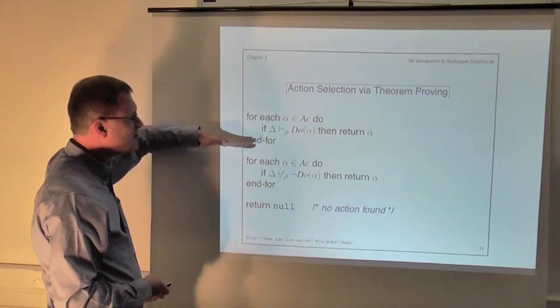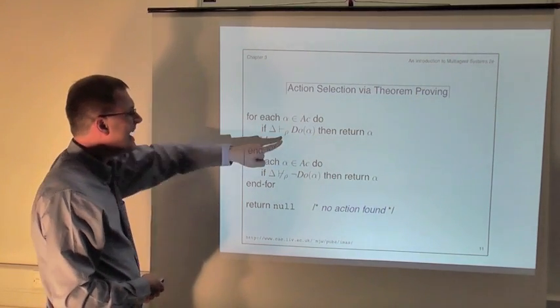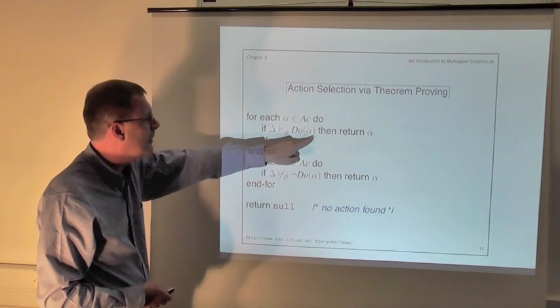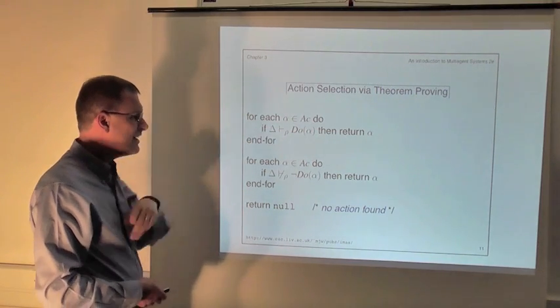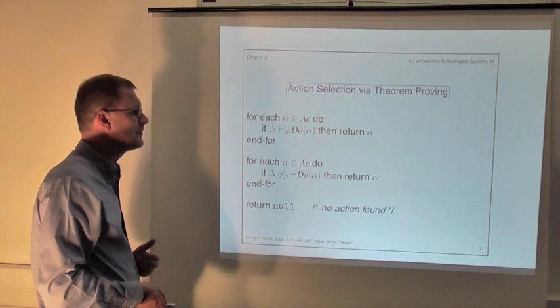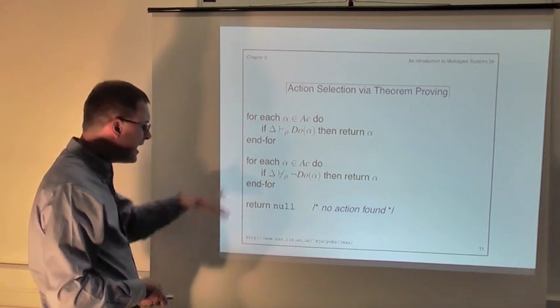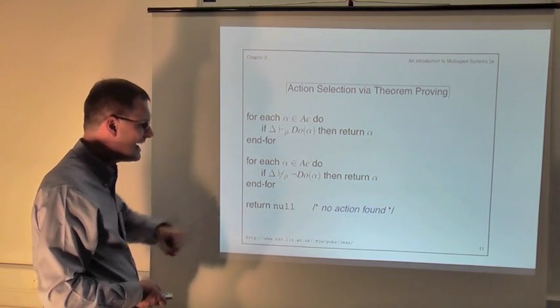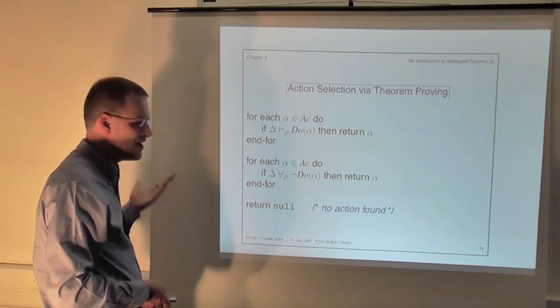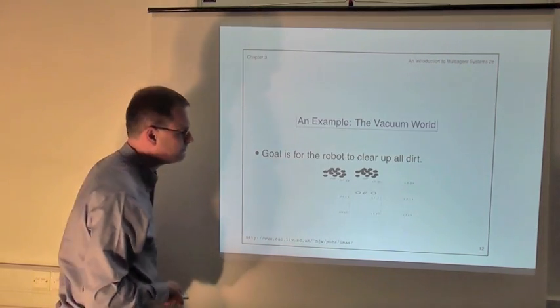So the first loop just looks at each action and says, can I prove that this is the optimal action to perform? And if we can do this, if we can prove this predicate do alpha, the idea is that then alpha is the optimal action to perform. If we get to the end of this loop and we still haven't done anything, then we just don't have any good candidates for what to do, so we just return null, so we haven't found a particular action.